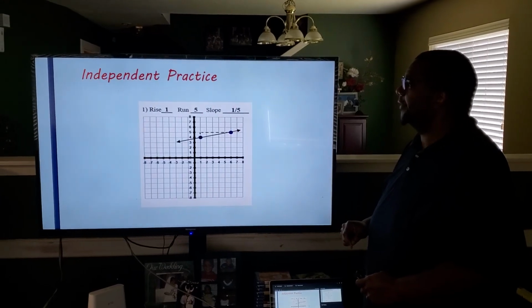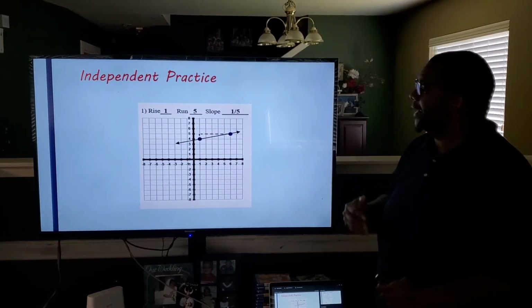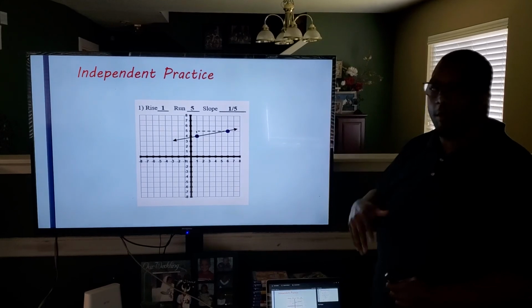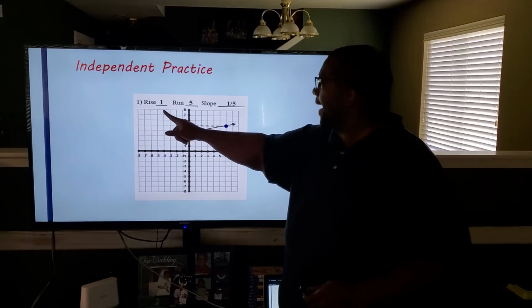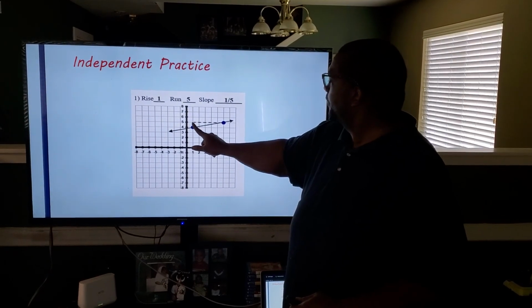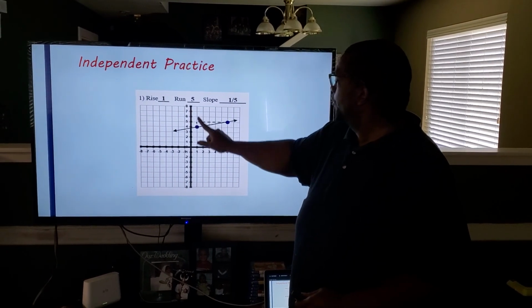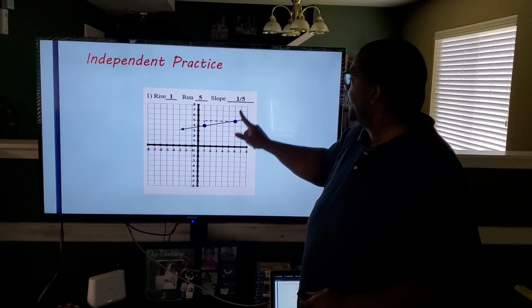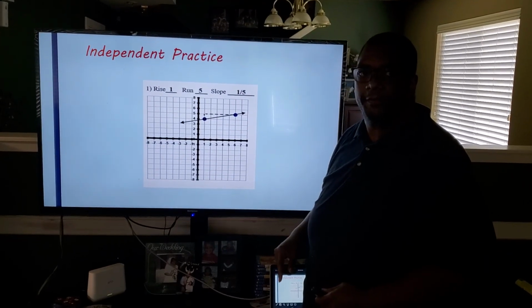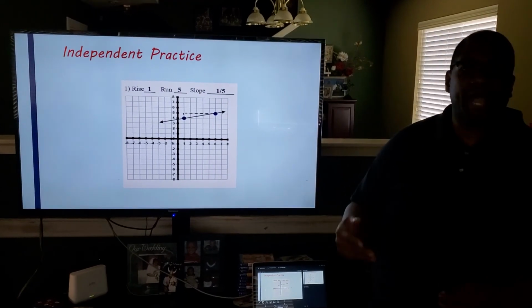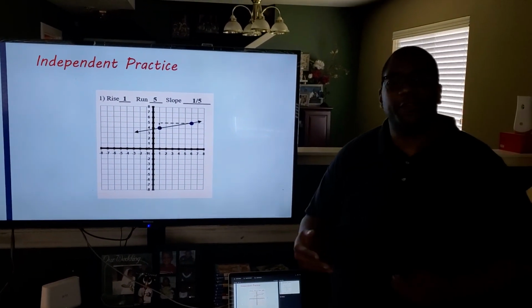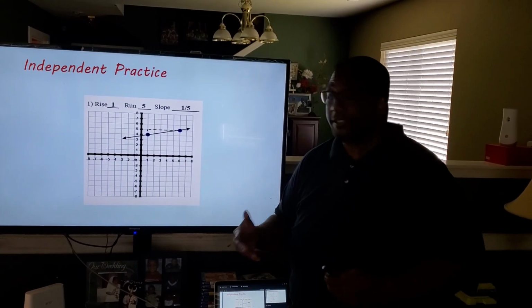Okay, very good. So now for independent practice, you'll have more practice to go through. Same thing, you label your rise, up, rise 1, run 5, your slope is 1/5. Now, if you don't want to use those words uphill and downhill, and you want to get into the integer concept of slope, you can.